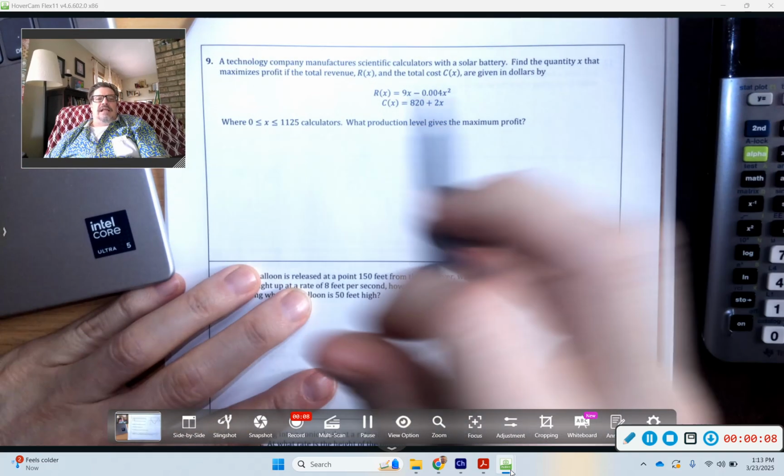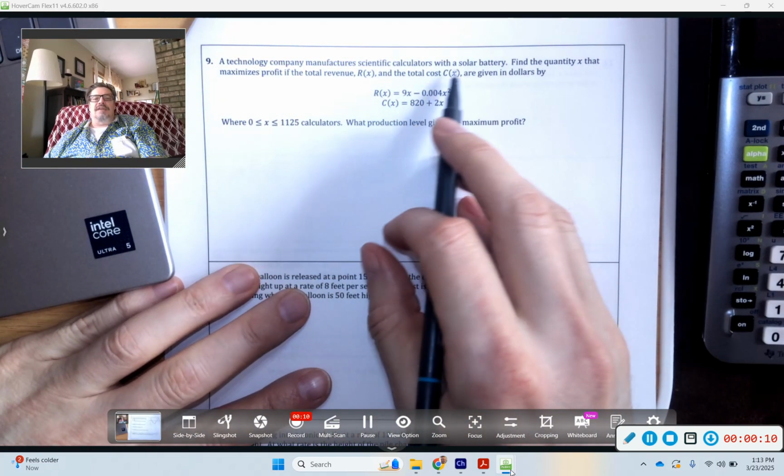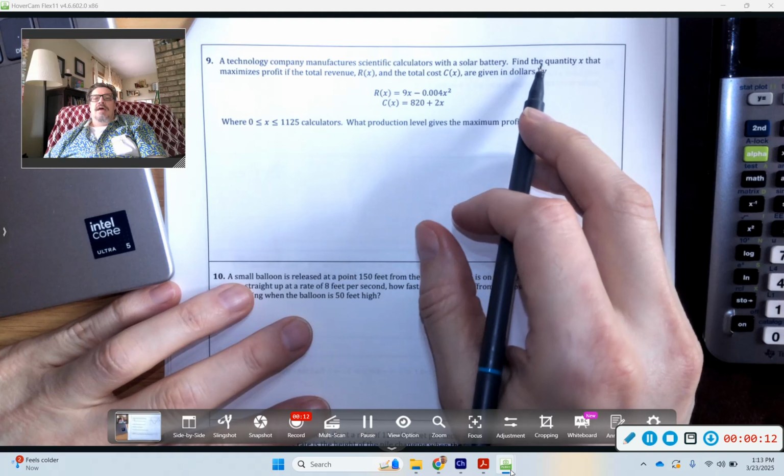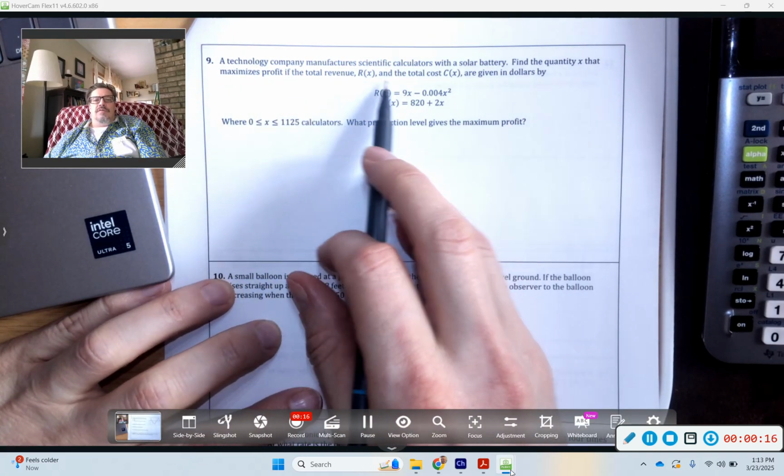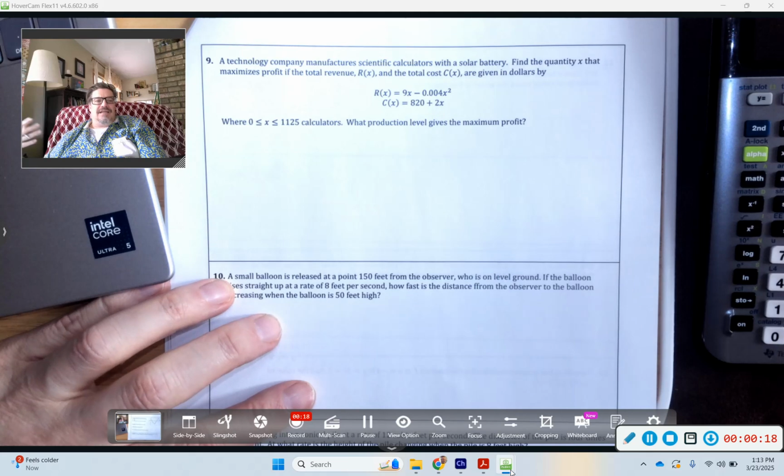Sorry. A technology company manufactures scientific calculators with the solar battery. Find the quantity x that maximizes profit. And you've got the total revenue and the total cost.